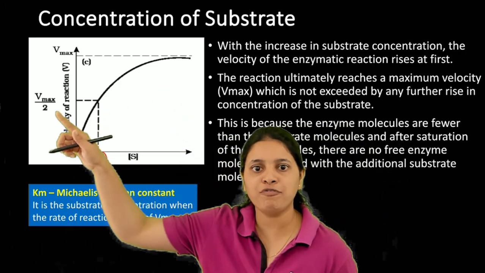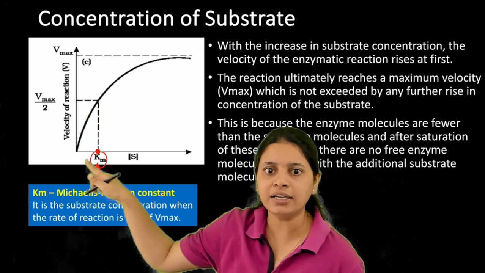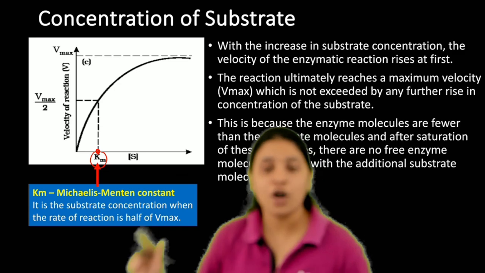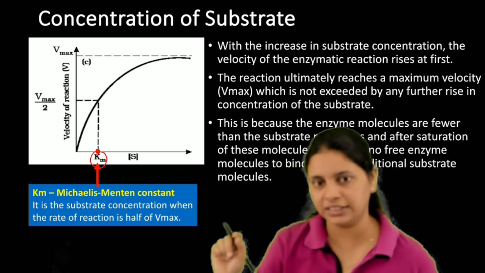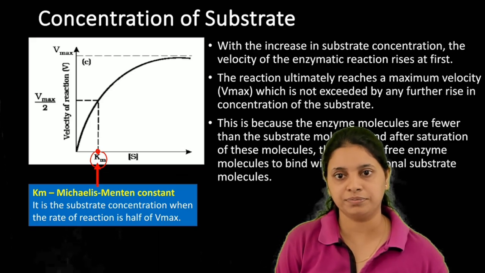If we take half of the Vmax value and simply draw this 90-degree angle, interpolate, then we get a particular substrate concentration that is constant for every enzyme, and that is known as Km, the Michaelis-Menten constant.